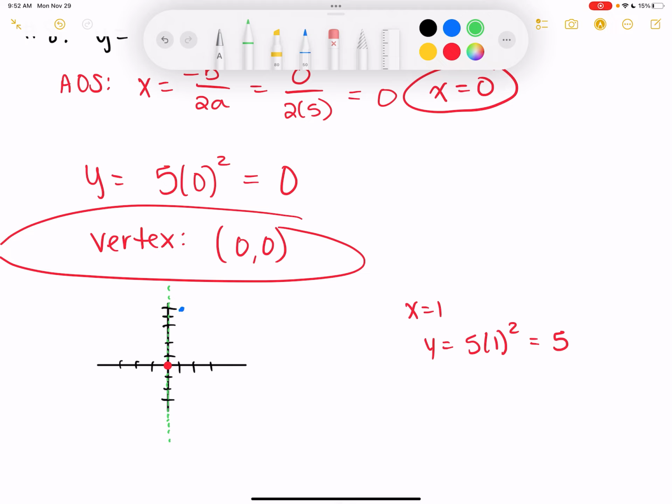Okay, so what's true about one side of the axis? If you're 1 away on the right side, you're also 1 away on the left side. So we can find the mirrored point at -1 over there. And then now I'm just going to essentially connect my dots and draw my parabola.